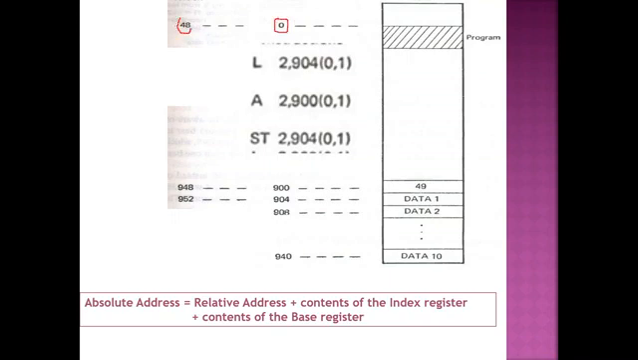So what is an absolute address? Whenever you are loading into the main memory, whatever location you have been given, that is where you will load the program. That is called your absolute address. This is going to be your relative address. We always assume that every program starts at relative location 0.